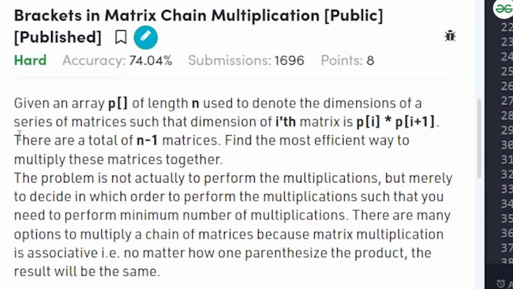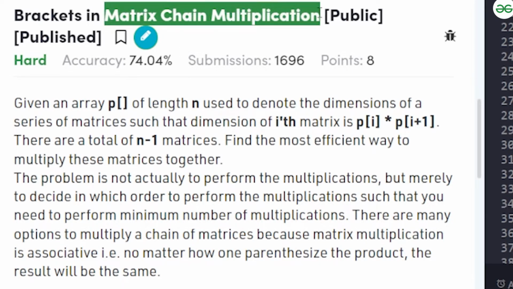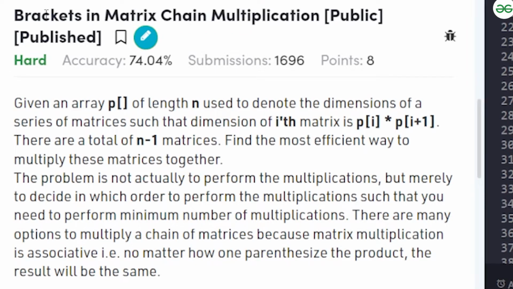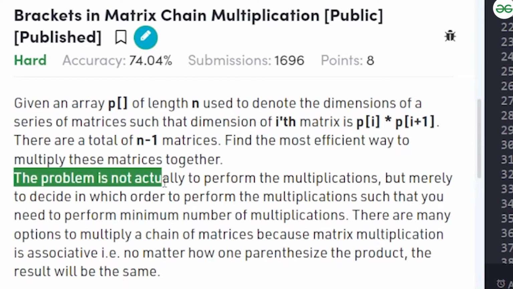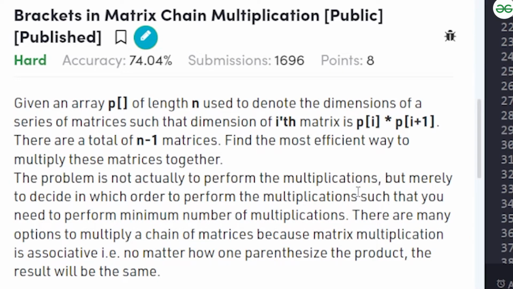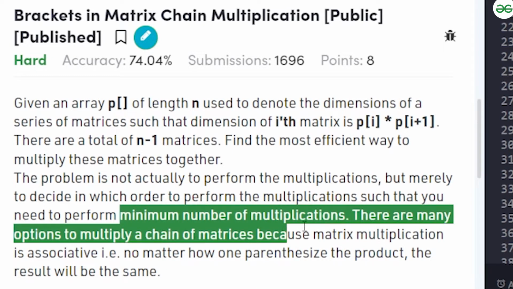Now there are a total of n minus 1 matrices given, and we have to find the most effective way to multiply these matrices together. I'll explain this. First we consider the matrix chain multiplication problem, and after we have solved it, we apply the brackets accordingly. The problem is not actually to perform the multiplications, but merely to decide in which order to perform them, such that the minimum number of operations is needed.